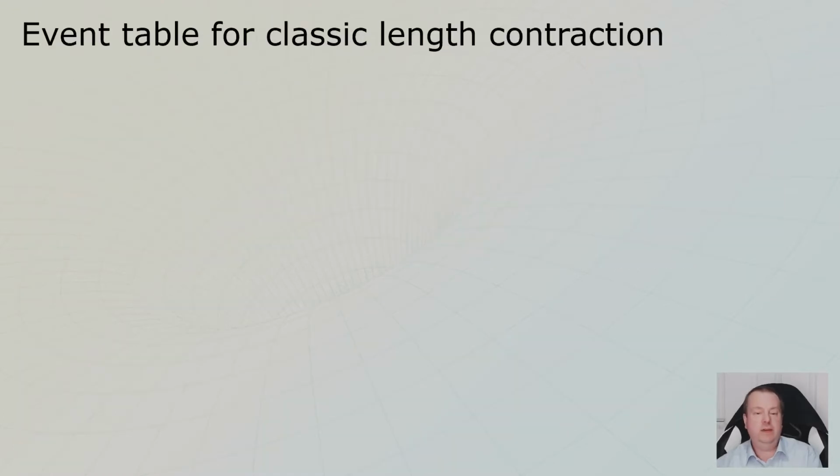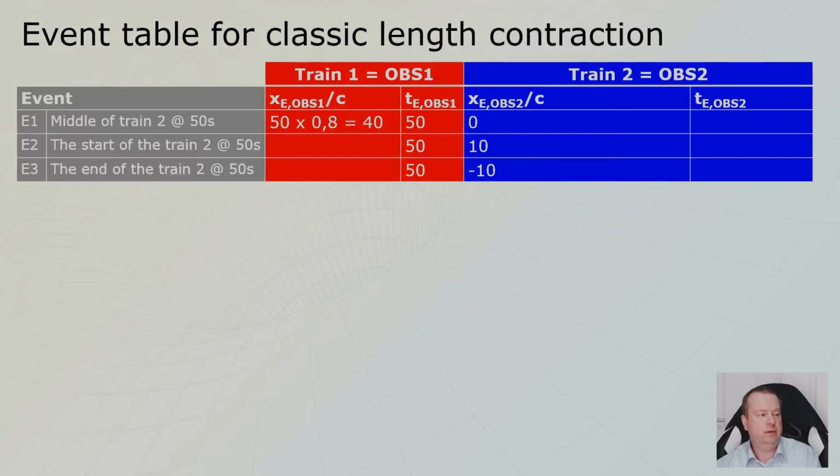So, event tables. Next to the space-time diagram, I'm fond of event tables. So I have put in the things we know. Let's say event number 1 is the middle of the moving train, observer number 2, at 50 seconds on the clock of observer 1. Event number 2 will be the start of the train at 50 seconds on the clock of observer 1. And event number 3 will be the end of the moving train at 50 seconds on the clock of observer 1. You can just put in the things we know. The clock of observer 1 will be 50 for all 3 events, and we will know where the train is. We know that the middle will be where the middle will be. And is this right? Is the start of the train at 50:10 and minus 10?